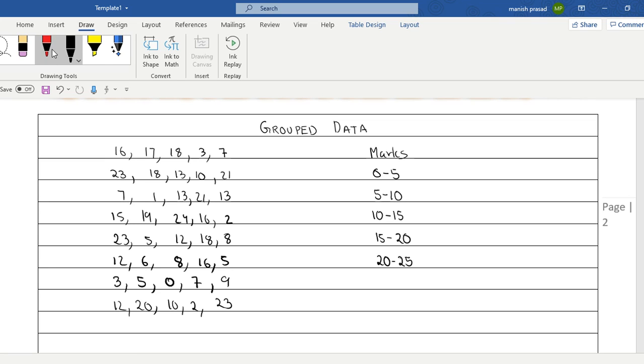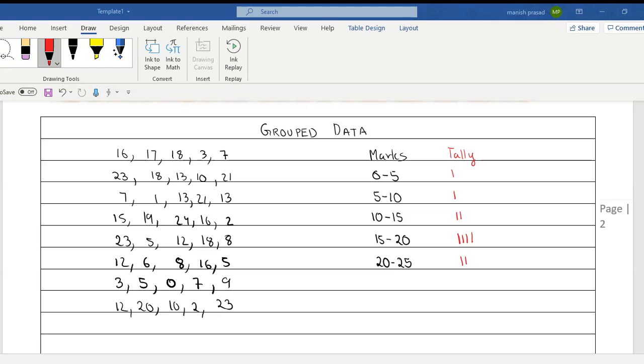Now when we are making the tally, the tally would become pretty easy, except when it is in fives. So 16 would come here. Then 17 would also come here, 18 would also come here, 3 is here, and 7 is here. Then 23 goes here, 18 goes here, 13 goes here, 10 will also be here. 10 will not be in the previous one. 10 will be between 10 to 15, and 21 will come here. So have you all got the hang of it? Okay, come on, let's do it. You all do it and then we'll check.